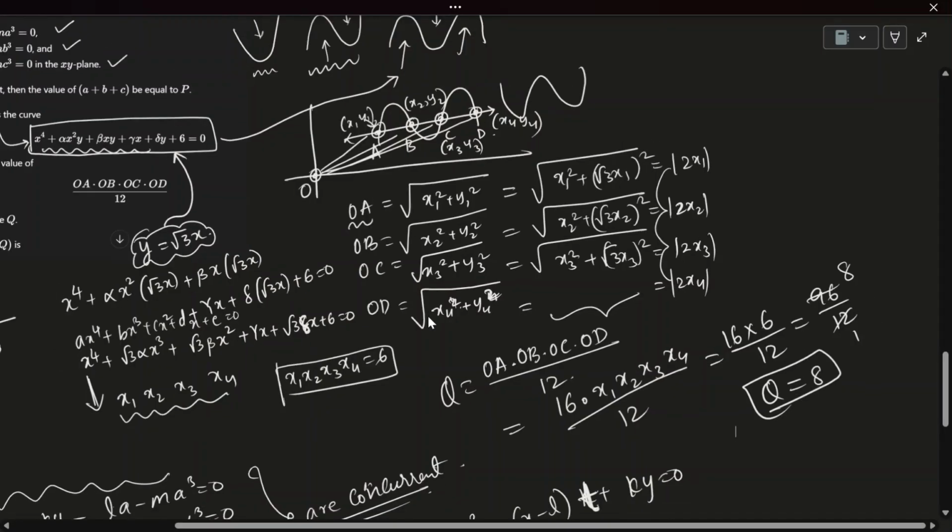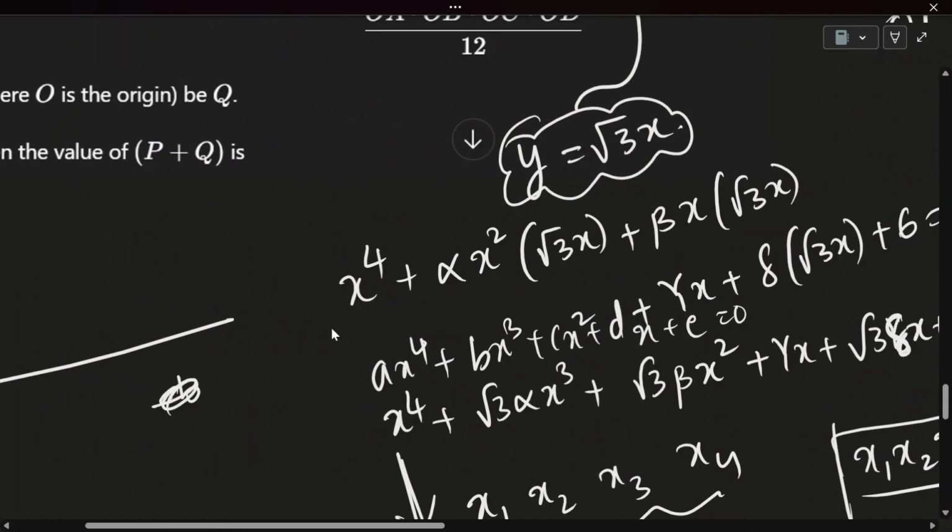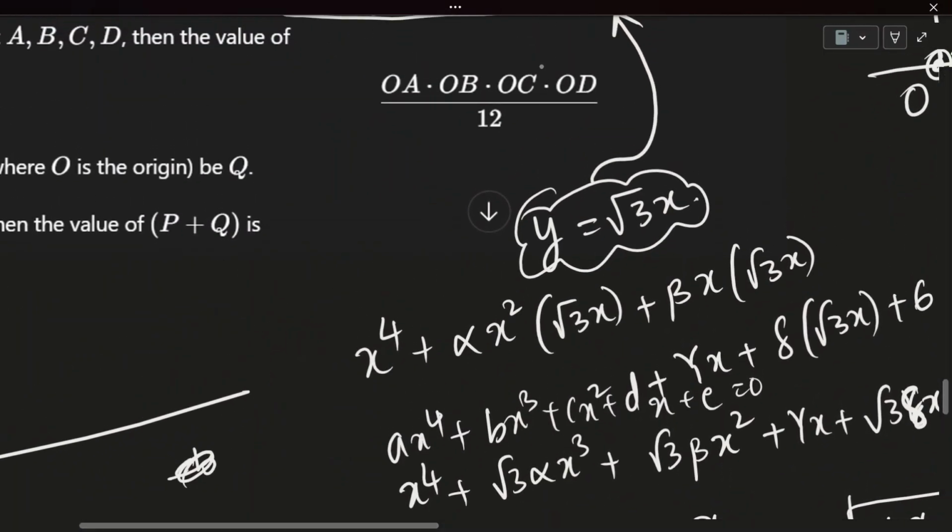So basically what is asked is p plus q. We already found the p value as 0 and the q value is 8. The final answer is 0 plus 8, which is 8. That is the answer.